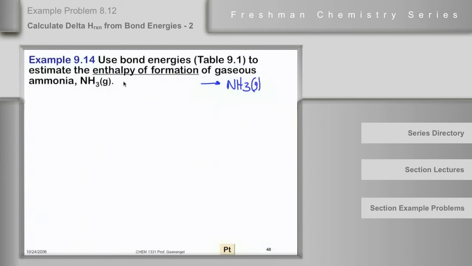Okay, what you should have written is 1/2 N2 gas plus 3/2 H2 gas goes to NH3 gas. 1 mole of this has 1 mole of nitrogen, 3 moles of hydrogen atoms. That's 3/2 H2, which is the elemental form that hydrogen comes as, and 1/2 N2.